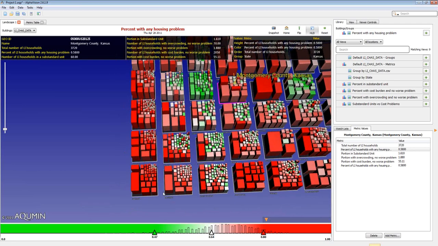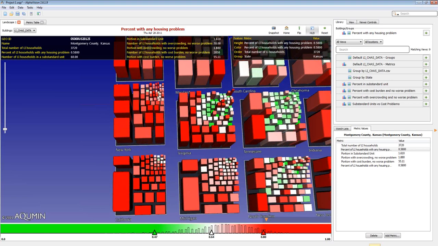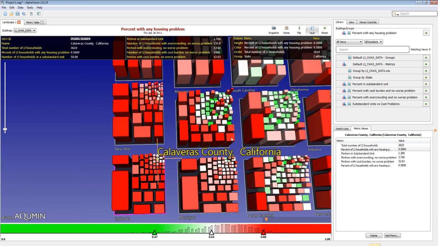Even before we look at an outlier, we'll look at one that certainly follows that trend. For instance, California and New York. We see almost all the counties reporting a relatively large number of some type of problem. We see, for instance, one outlier here, Calaveras County, California. You see a little bit of green there, but pretty much red across the state.